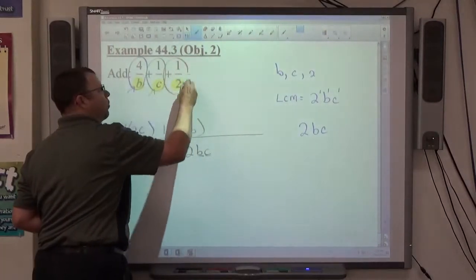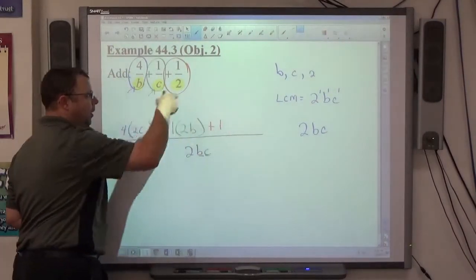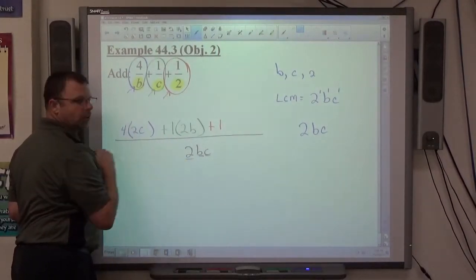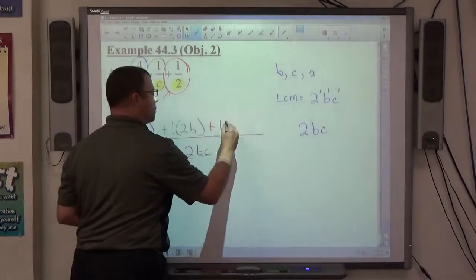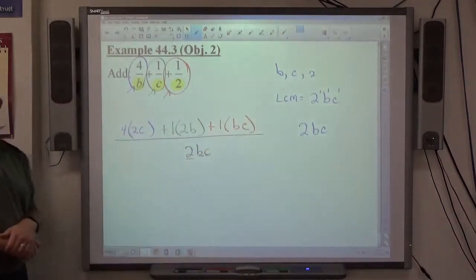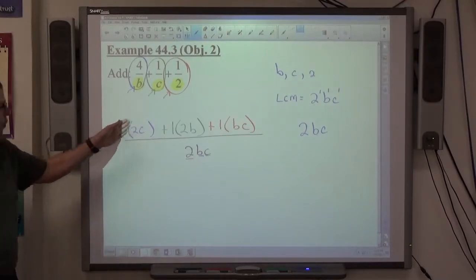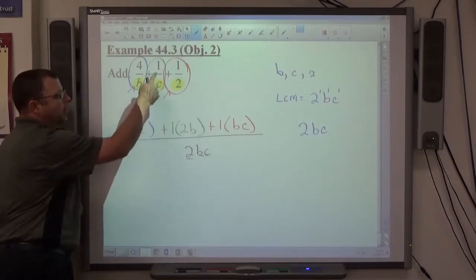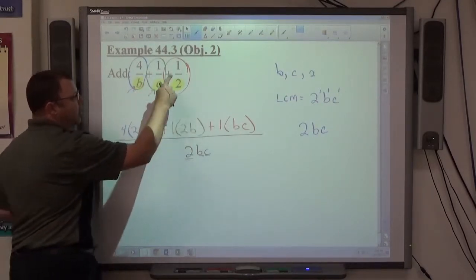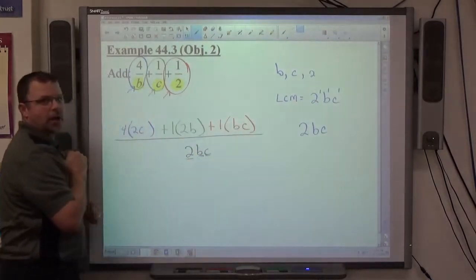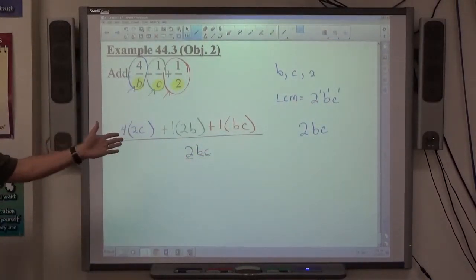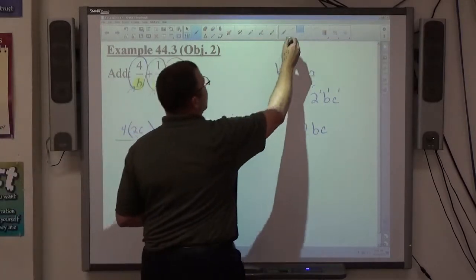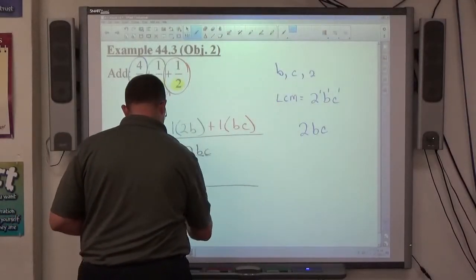Third fraction is plus 1/2. So I'm going to put plus 1 because that's what the numerator was. And this denominator was 2. What's new? bc. BC is new. So for that one, I'm going to put a bc next to it. Okay, so I had 3 fractions to begin with, so I've got 3 numerators to account for. The original numerator 4 times what changed the bottom. The original numerator 1 times what changed the bottom. The original numerator 1 times what changed in the bottom. And just like that, that's my answer. Not completely simplified, but at least I'm to the point where I can just make each thing better now. So all this goes over 2bc.